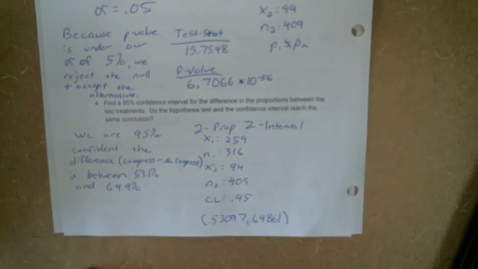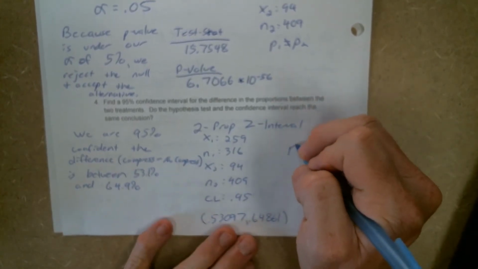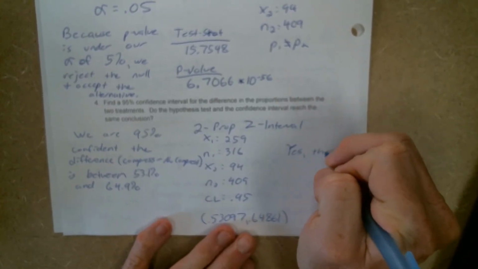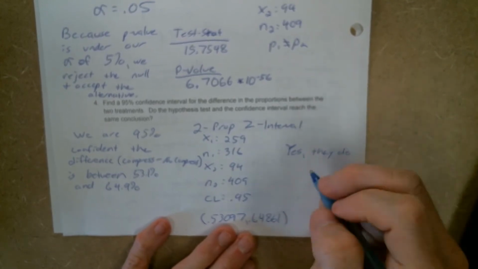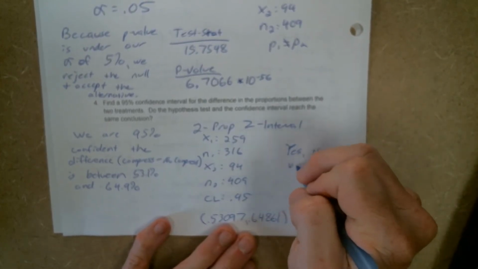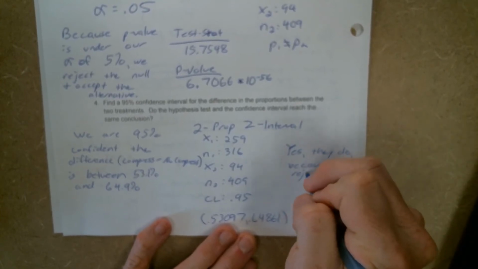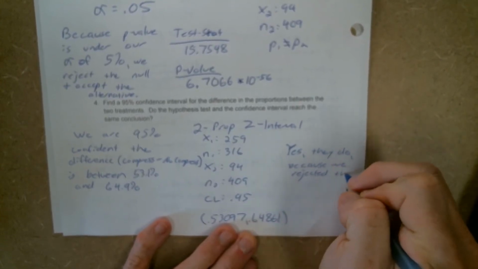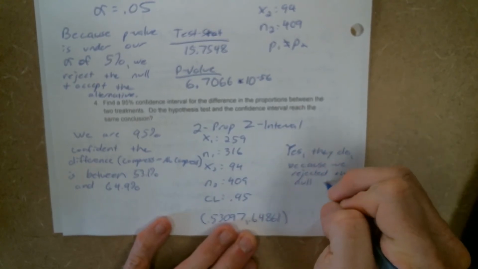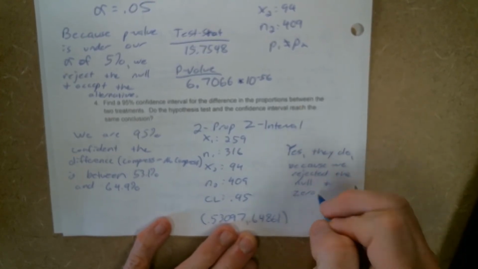Now, do the hypothesis test and the interval reach the same conclusion? Yes, they do, because we rejected the null and 0 is not in our interval.